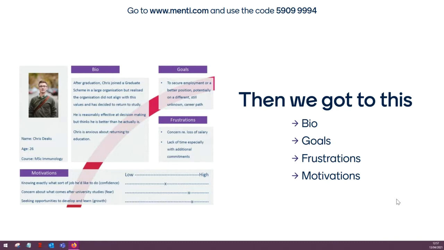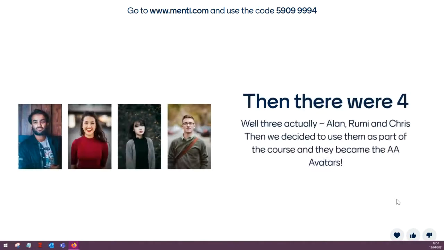But then they developed a bit. We built them up. We gave them pictures and we put them on different degree programs, and we filled out their goals and motivations. And then there were these four of them. But actually after this original brainstorming session, there were only really three. Chris and Chris, the two on the end, were one person. We never gendered them in our brainstorming sessions.